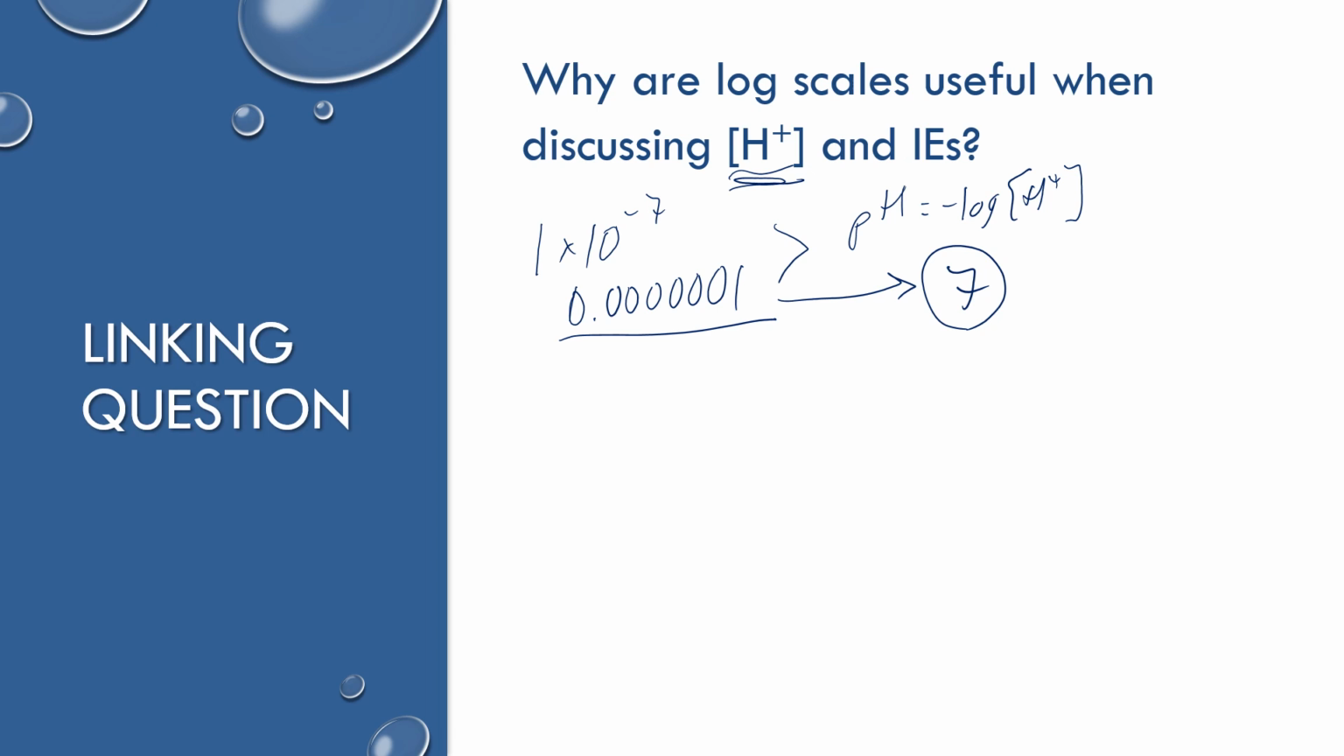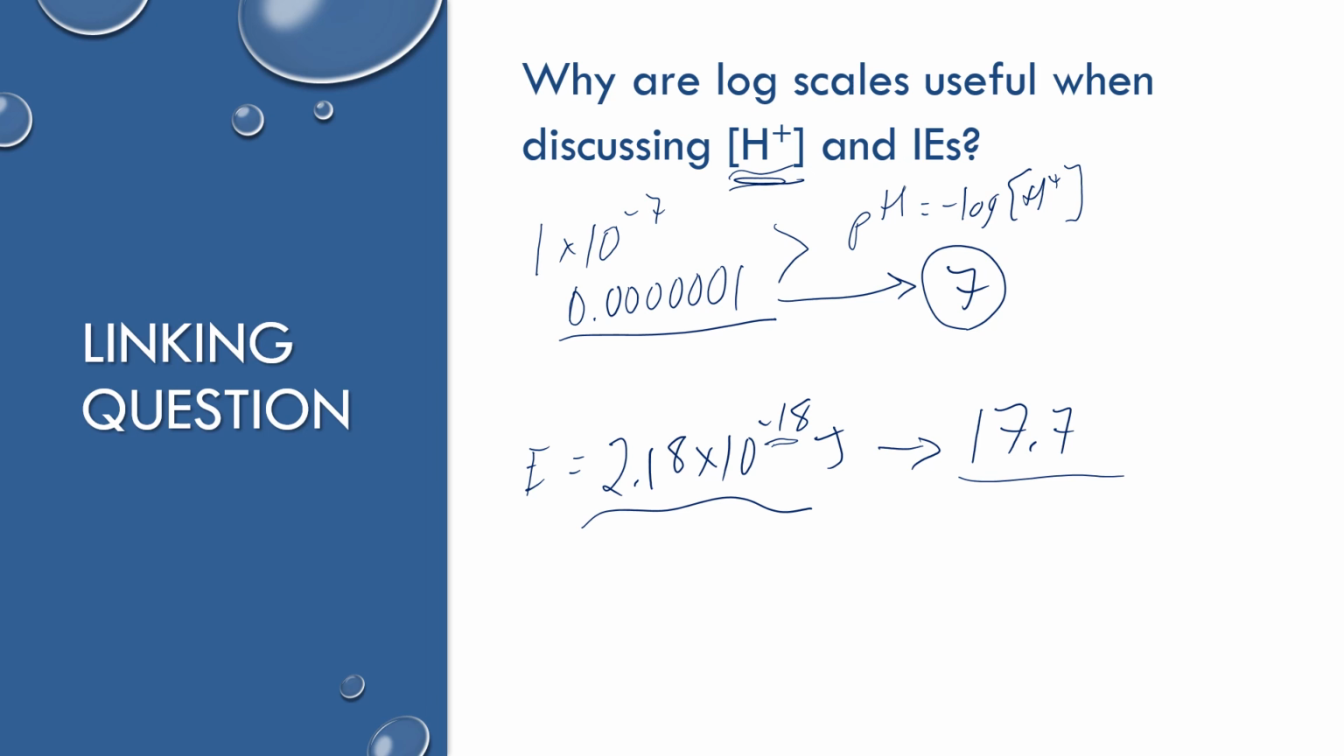The same thing can be done for ionization energies, like the energy of a single photon for the hydrogen convergence limit, which had that energy of 2.18 times 10 to the negative 18th joules per photon. If I were to take the negative log of that, it becomes 17.7, which again is a much more understandable number for most people versus this very, very tiny value in standard notation. You're going to see log scales as we get further in the curriculum, especially when we get to acids and bases, but I just wanted to connect it, especially if you're already familiar.